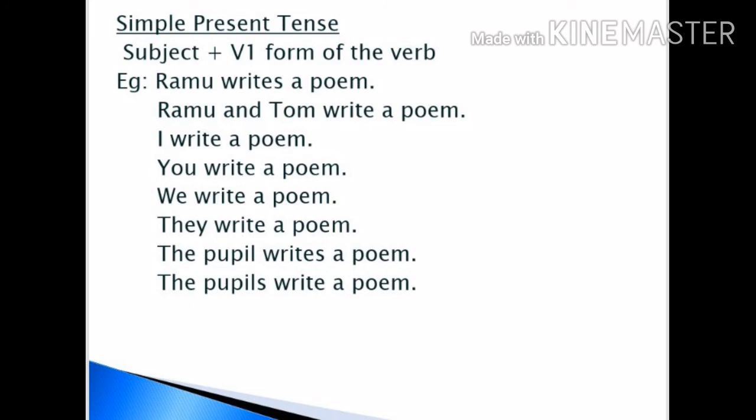Students, all these actions in the examples happen in the present time. Immediately after the subject, you can see the present form of the verb. Present form of the verb is V1 form of the verb. If you see s or es along with the V1 form, that one is singular form of the verb. The other one is plural form of the verb.